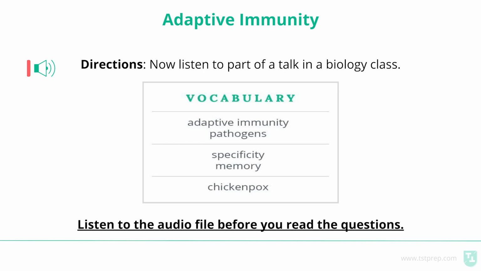Directions. Now listen to part of a talk in a biology class.